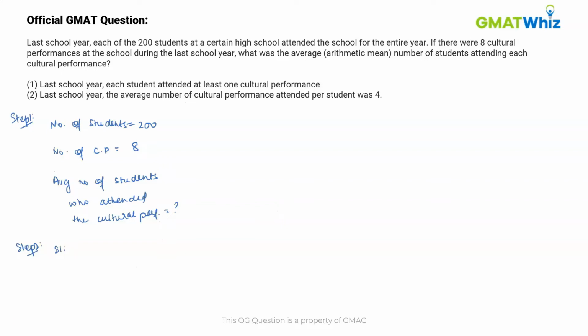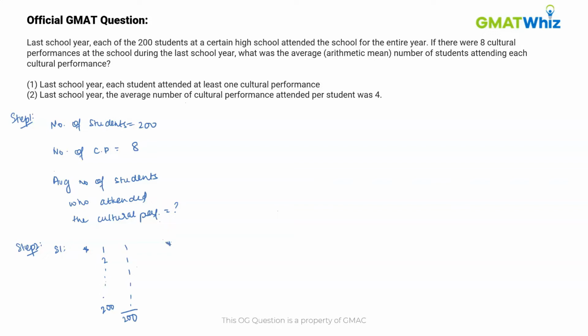Now the first statement tells us that last year each student attended at least one cultural performance. Now there can be multiple cases formed using statement 1. The first case can be that out of these 200 students, each one of them attended one cultural performance. So that will give us 200 cultural performances attended by 200 students.